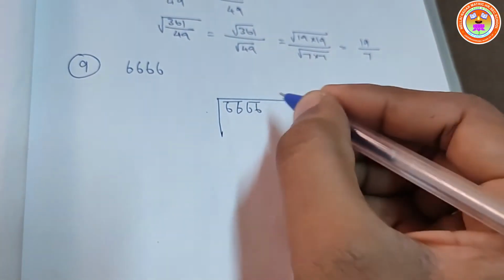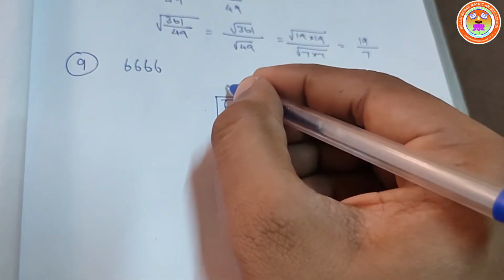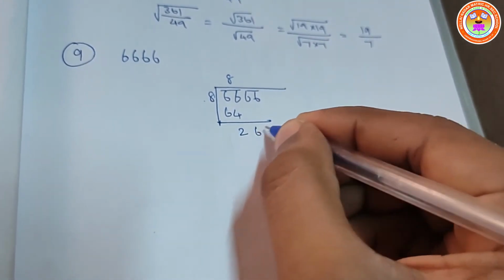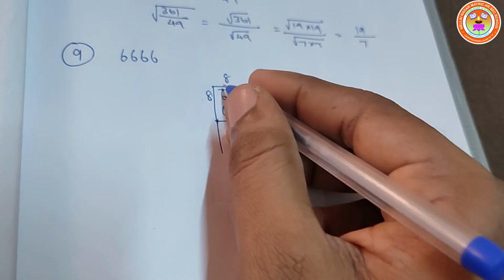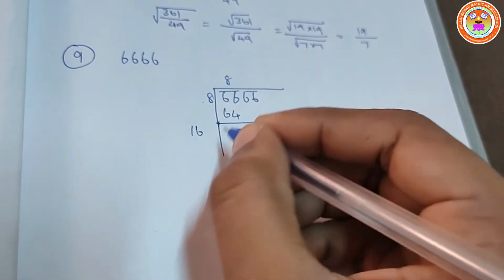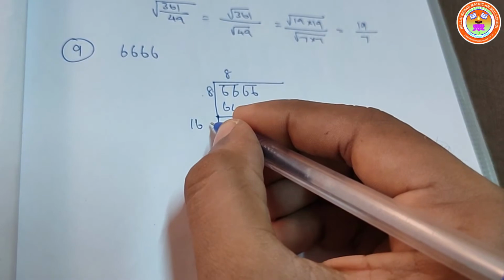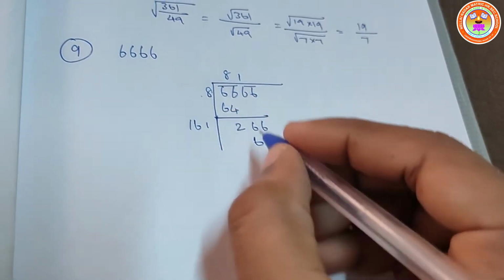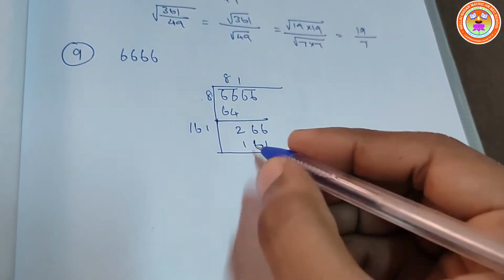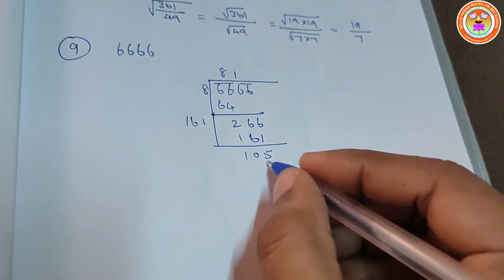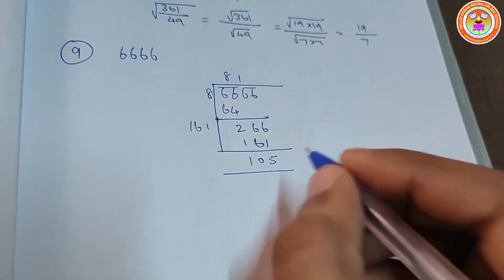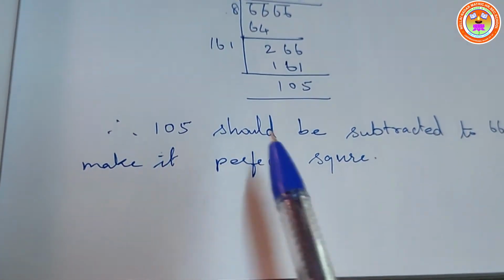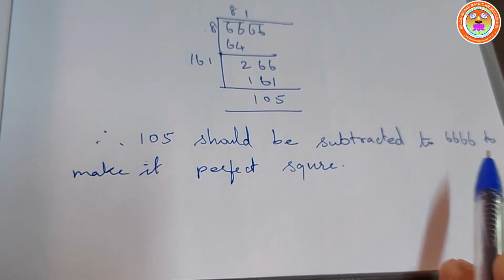So pair the numbers. For this 66 you will take 8, 8 8s are 64, remainder 2, bring down the two numbers 66. Here 8 2s are 16. If you multiply with 1 you will get 1 1s are 1, 1 6 is 6 and 1 1 is 1, and if you subtract it you will get 105. Therefore, you have to write like this: 105 should be subtracted from 6666 to make it a perfect square.